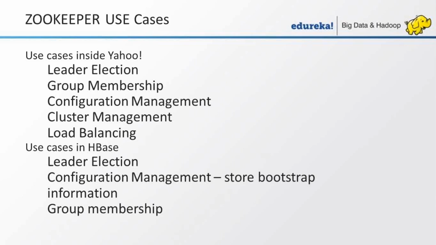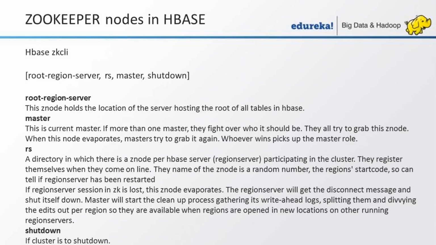So ZooKeeper nodes in HBase, these are the ones that we have already seen: root, region server, RS, master, shutdown. Whatever I just described while showing these nodes to you, the same thing is written here.